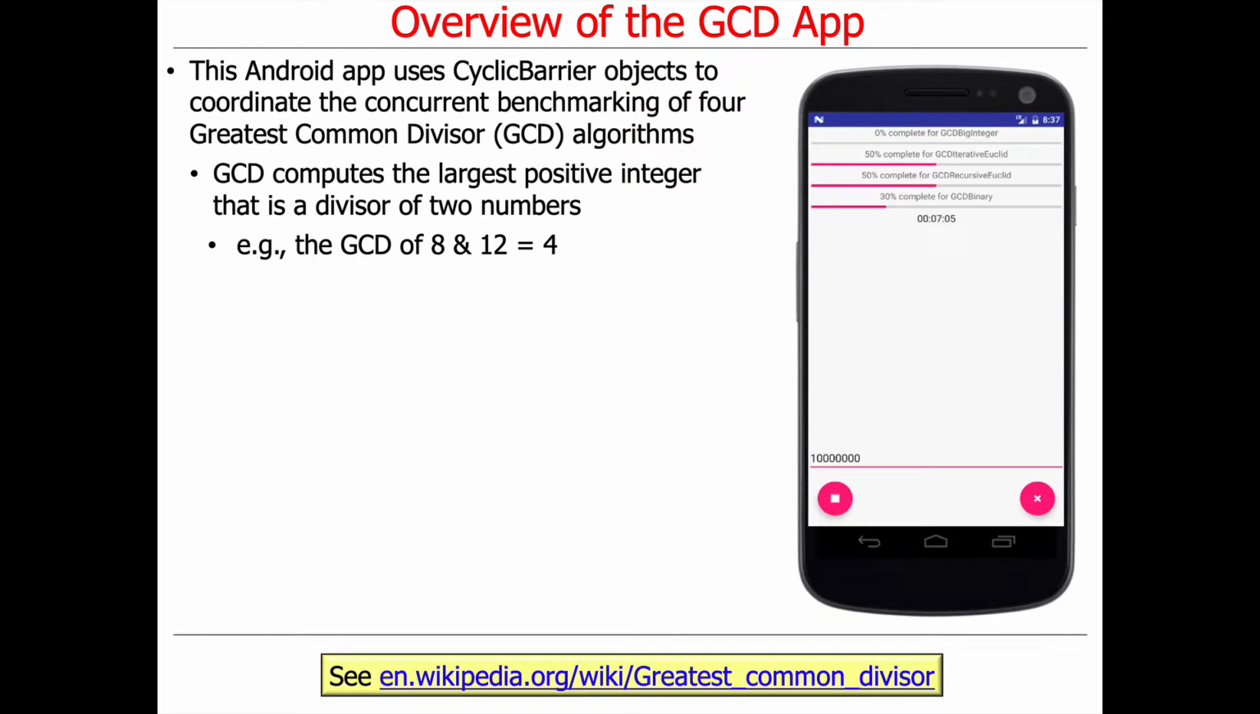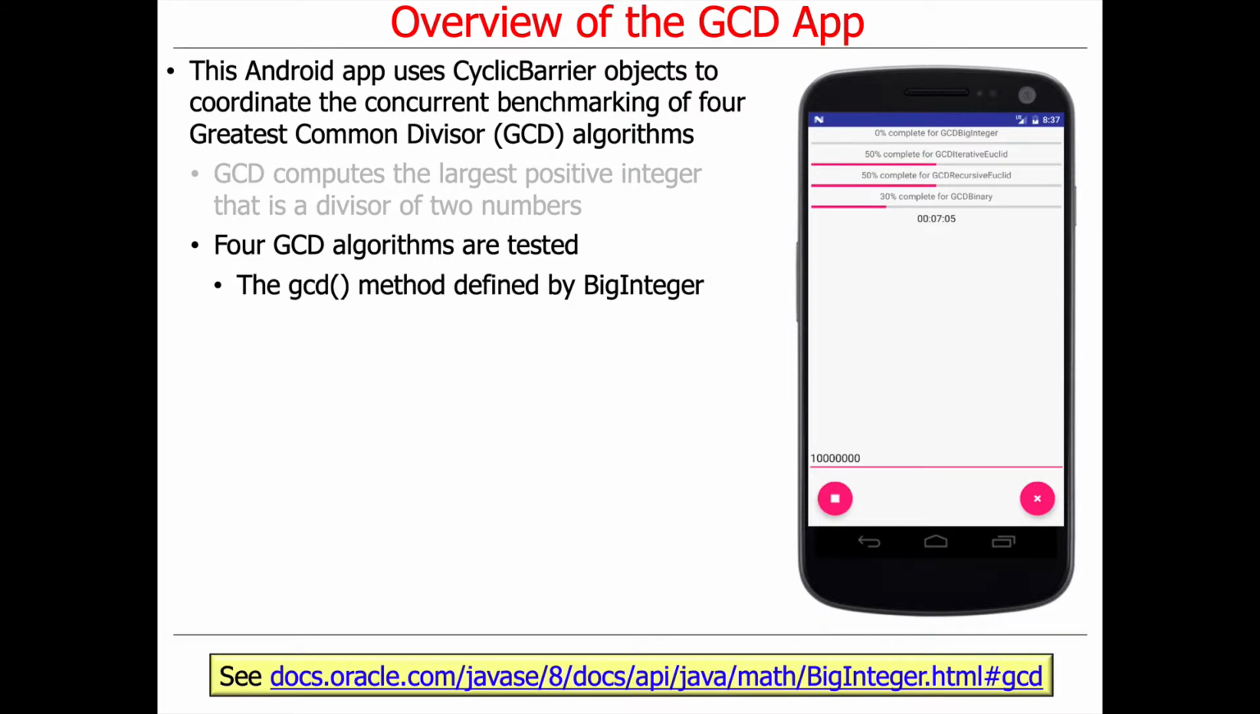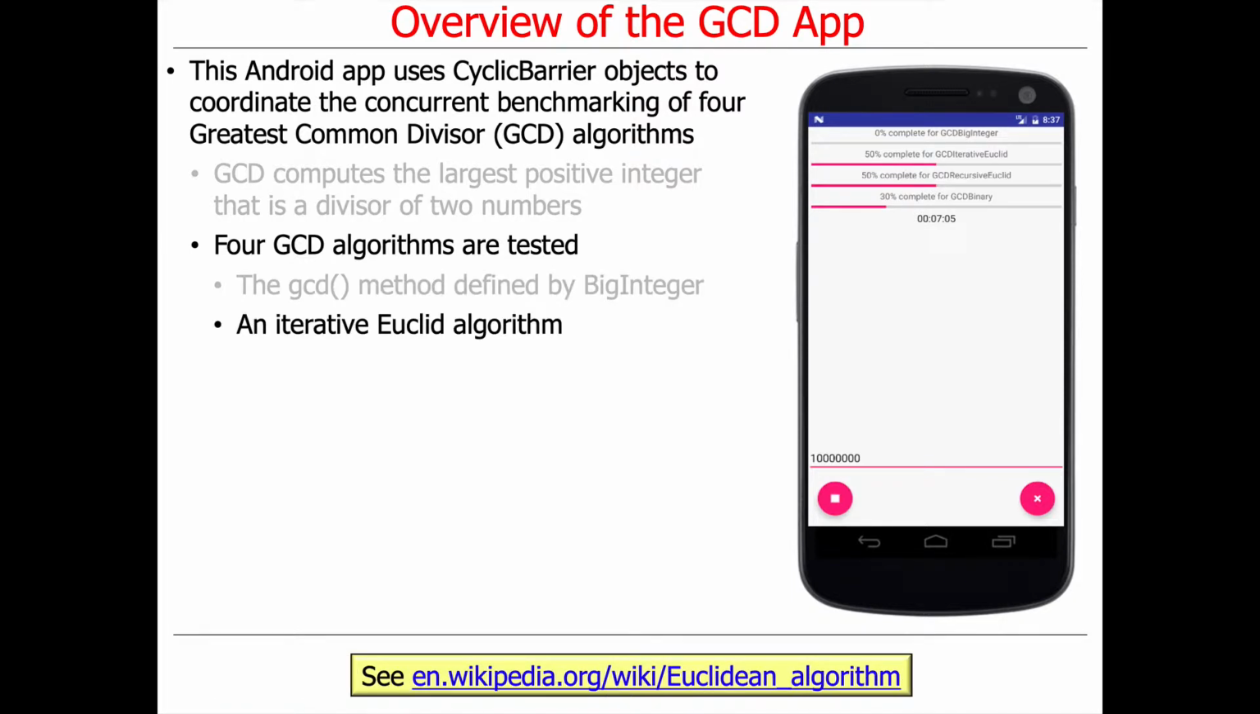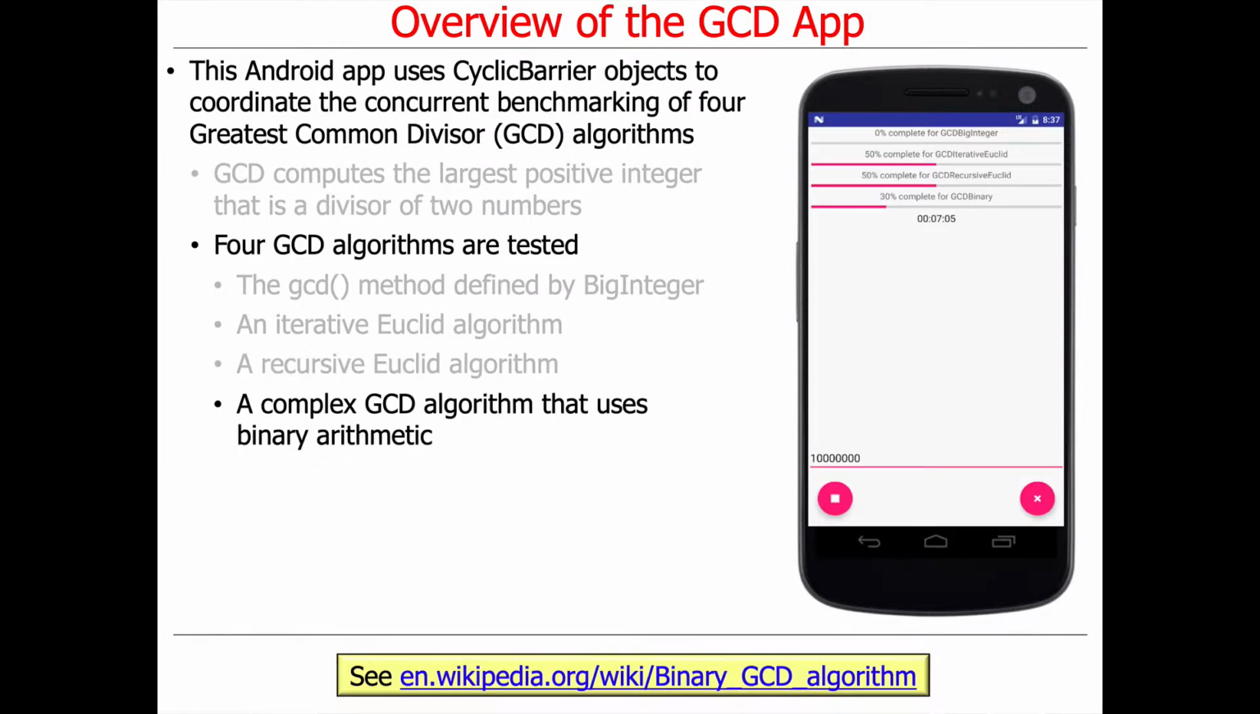algorithms. Recall again that GCD computes the largest positive integer that's a divisor of 2 numbers. For example, the GCD of 8 and 12 is 4. 4 algorithms are tested in this app. First, the GCD method defined by big integer is used. Second, an iterative Euclid algorithm. Third, a recursive Euclid algorithm. And finally, a more complex GCD algorithm that uses binary arithmetic.